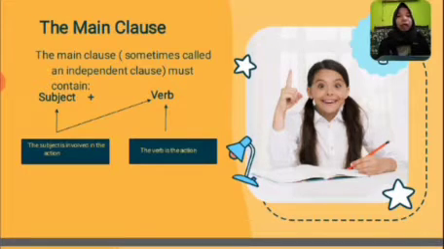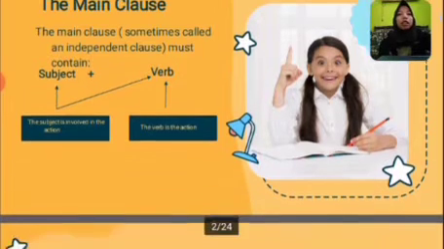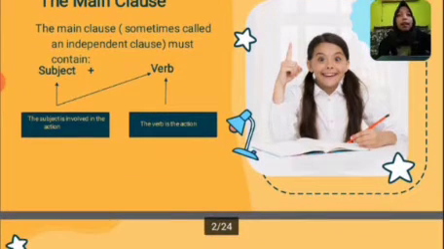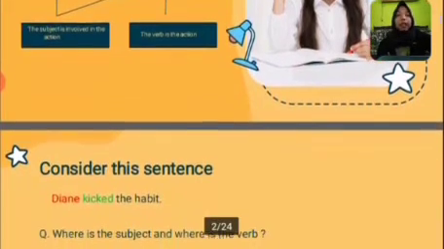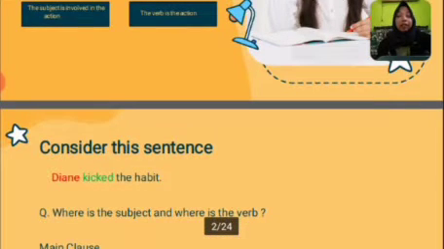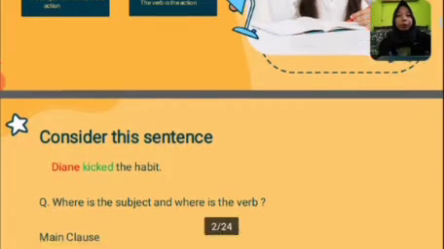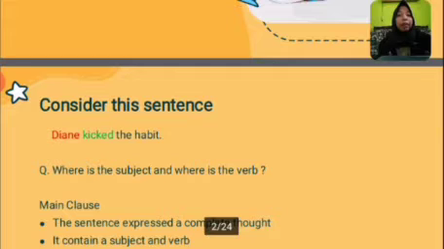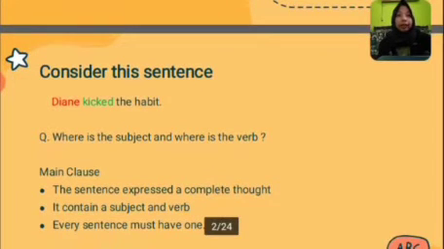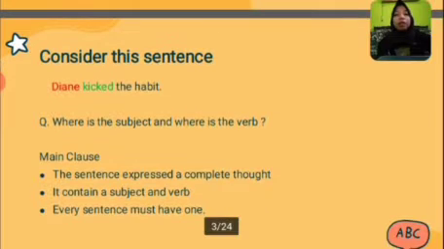The main clause, sometimes called an independent clause, must contain a subject and a verb. The subject is involved in the action and the verb is the action. Okay, the next is to consider the sentence. The example: "Don't kick the habit." Okay, the question: where is the subject and where is the verb? The subject is "you" and the verb is "kick."